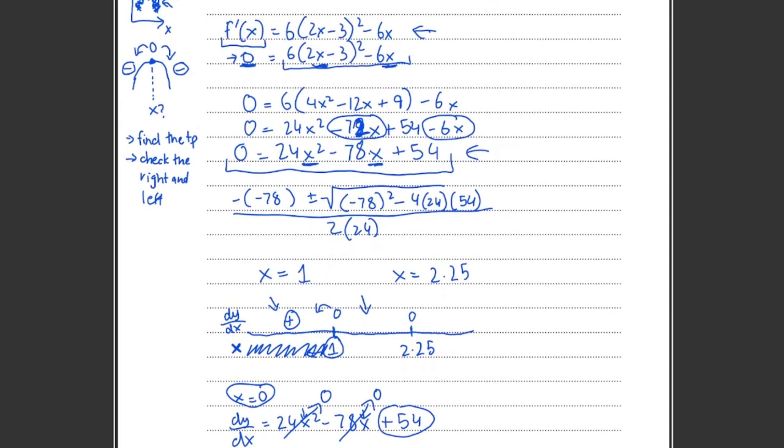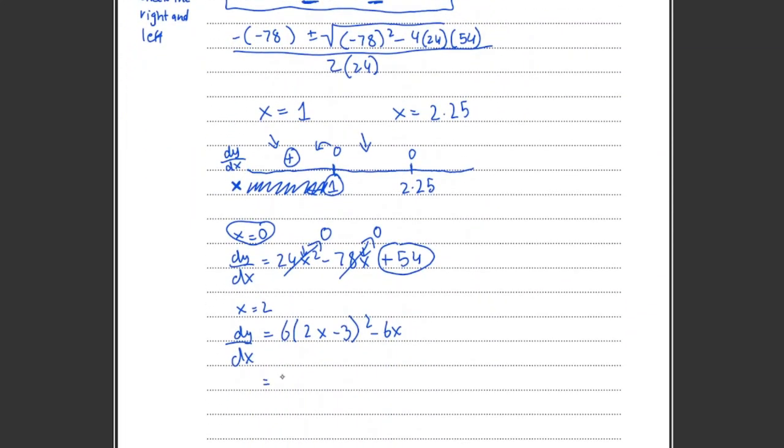Let me just see if this is the equation. Yes, this is the equation. Okay, so let's solve this out. Let's put 2 in there: 6 times (2 times 2 minus 3) squared minus 6 times 2.